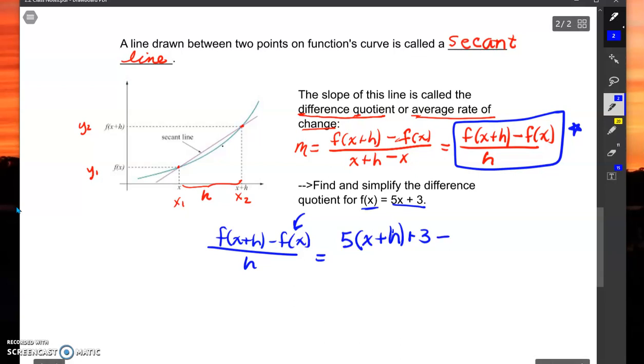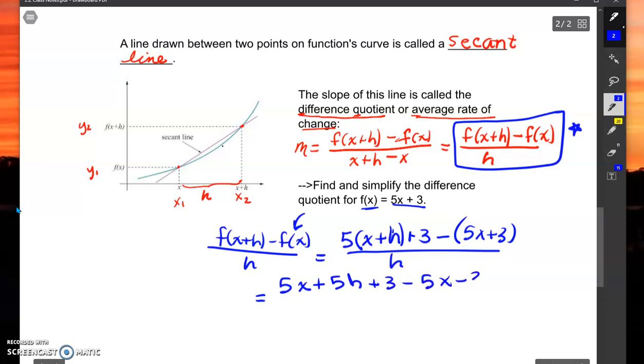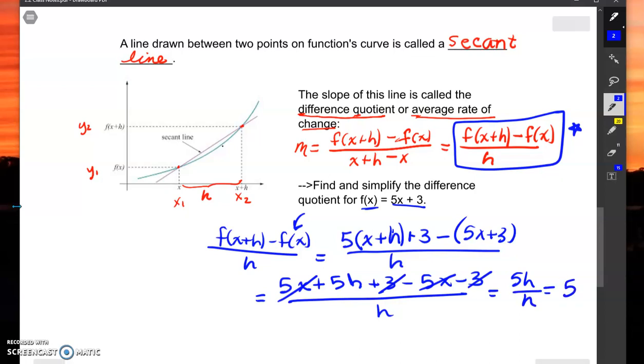Okay, minus f of x. F of x is 5x plus 3, and I'm going to use parentheses just to make sure we remember we're subtracting that whole thing, 5x plus 3. And that's all over h. And now we're just going to simplify. Get rid of our parentheses by distributing. Now I can combine all of my x terms. I have a 5x and a minus 5x. Those cancel out actually. I get 5h. 3 minus 3, those cancel out as well. So our numerator is just 5h. Our denominator is h, and we end up with just 5.